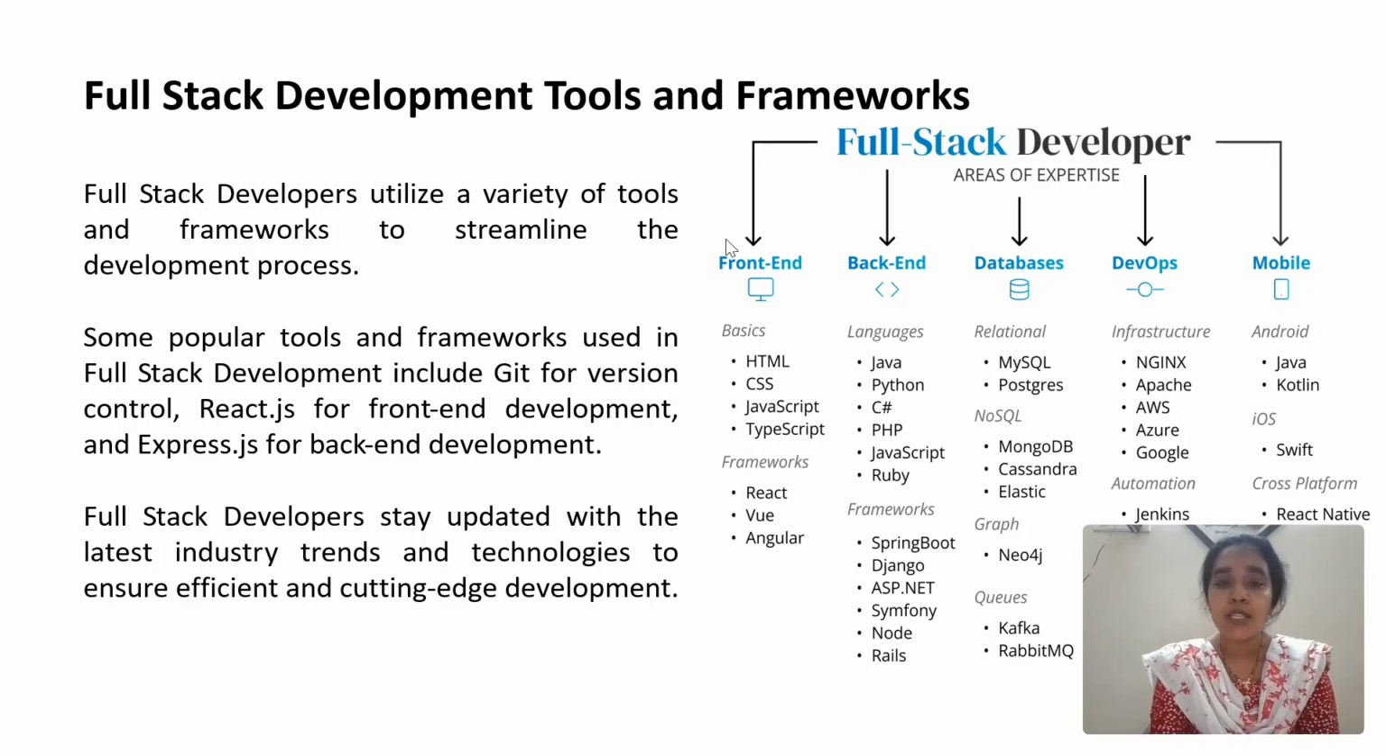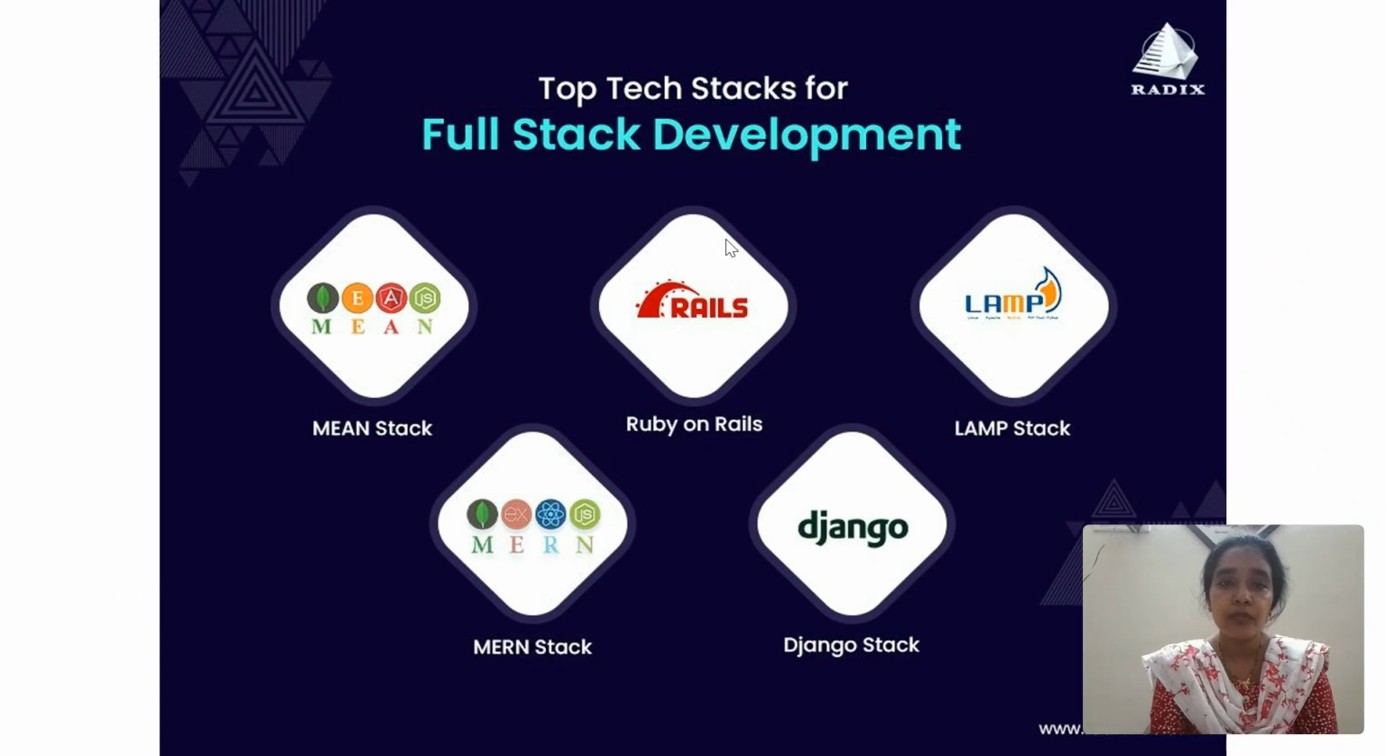Some popular tools and frameworks used in full-stack development include Git for version control, React.js for front-end development, and Express.js for back-end development. Full-stack developers stay updated with the latest industry trends and technologies to ensure efficient and cutting-edge development. These are the top technology stacks for full stack development: MEAN stack, Ruby on Rails stack, LAMP stack, MERN stack, Django stack.